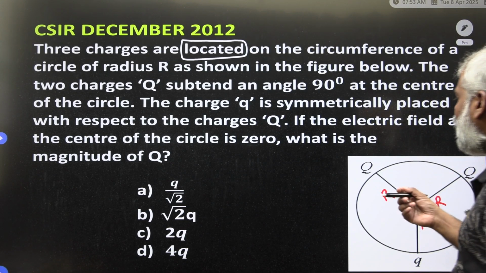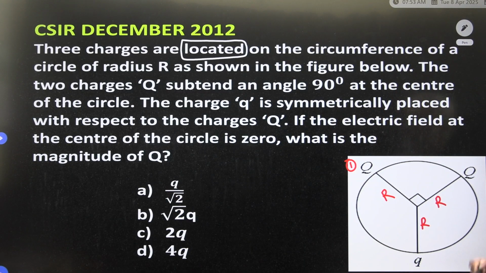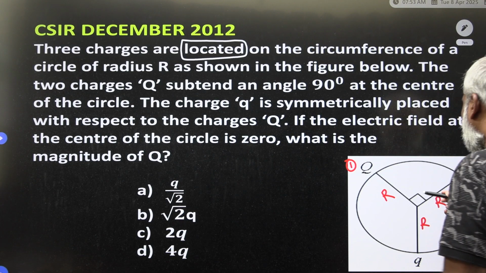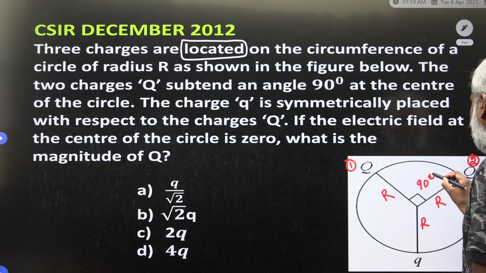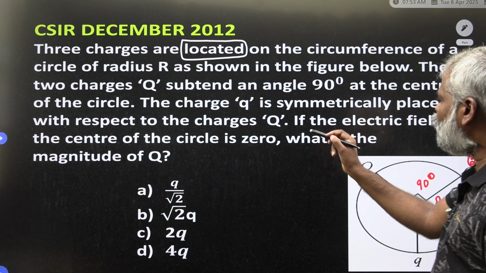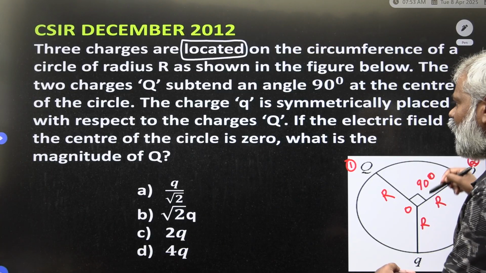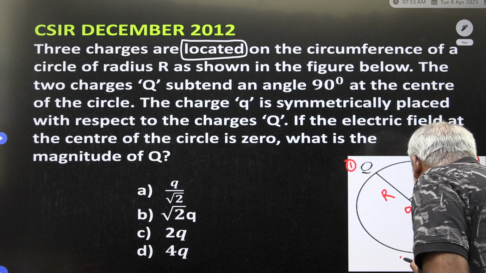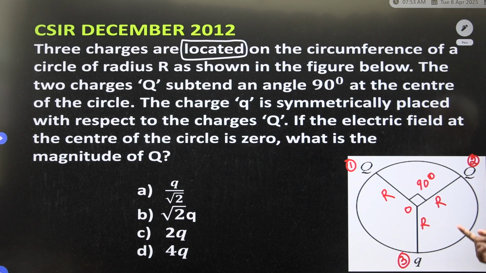The two charges, charge 1 you have to take as a capital Q, and one more charge is capital Q. These two capital Q's are separated by how many degrees? 90 degrees they are separated at the center of the circle. This is the center of the circle. The charge small q is symmetrically placed with respect to the charges Q.